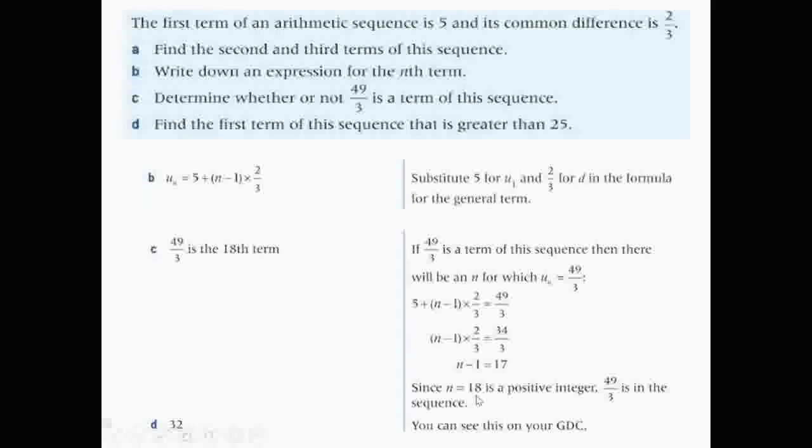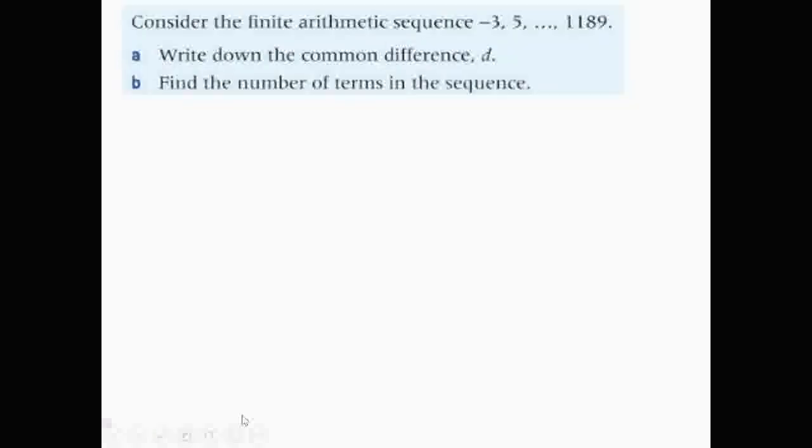So since we found a whole number for n, we know that this value is at the 18th position in the sequence. So it's part of the sequence. And finally, find the first term of this sequence that is greater than 25. We'll talk about that more later, but the answer is 32. You could, by guessing and checking, put in values into your equation and find out when it exceeds 25. I'll show you how to do that in graphing later on.